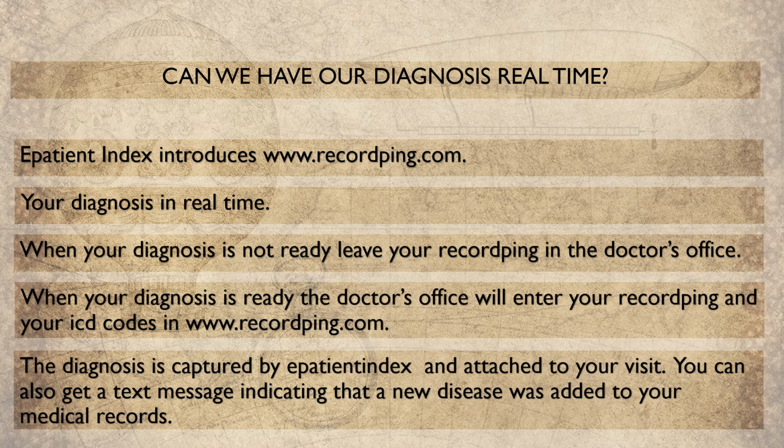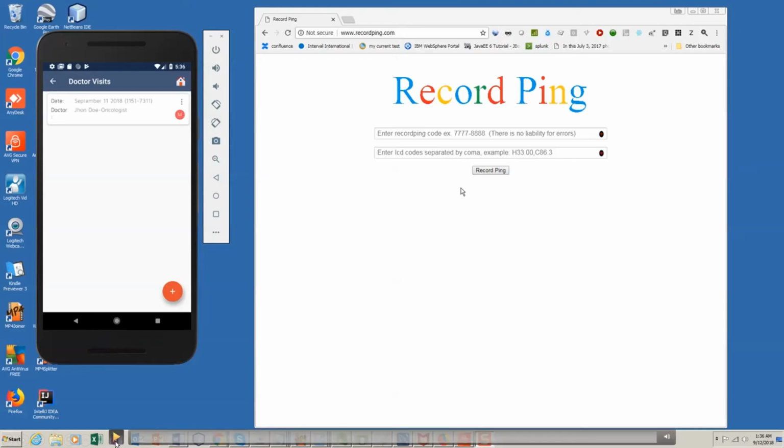The diagnosis is captured by e-patient index and attached to your visit, and you can also get a text message indicating that a new disease was added to your medical record. Let's see it in action. The same way that a doctor asks you for your social, your insurance, your phone number, your address, you're going to provide the doctor with your record pin. That's the identifier from your doctor visit.